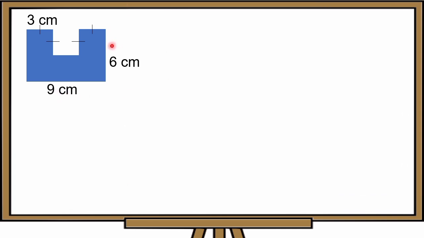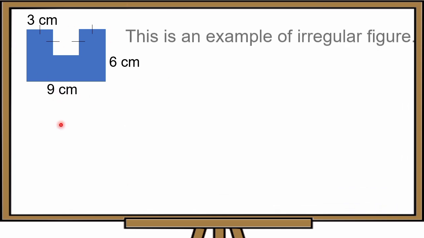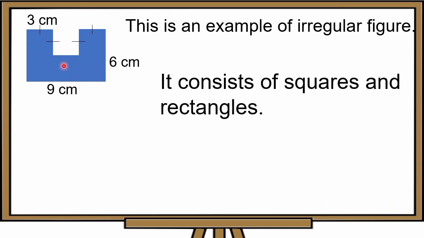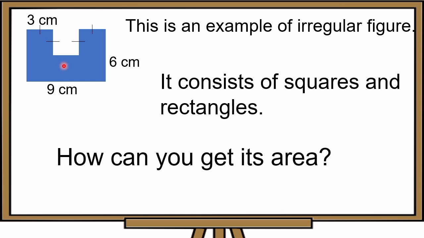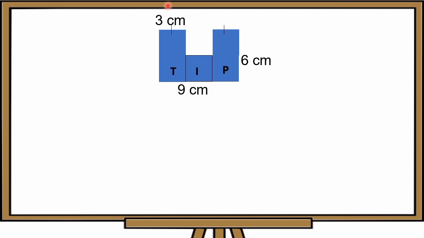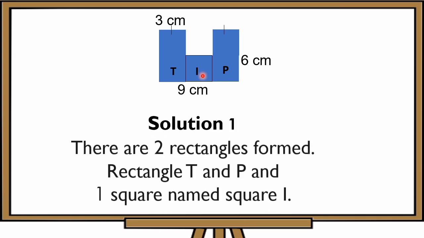This is an example of an irregular figure. As you can see, this figure is made up of squares and rectangles. How can we get its area? This is our solution 1. Ang ginawa natin, hinati natin sa tatlo yung ating irregular figure at nakakuha tayo ng 2 rectangles and 1 square. Okay, so let us see our solution 1.